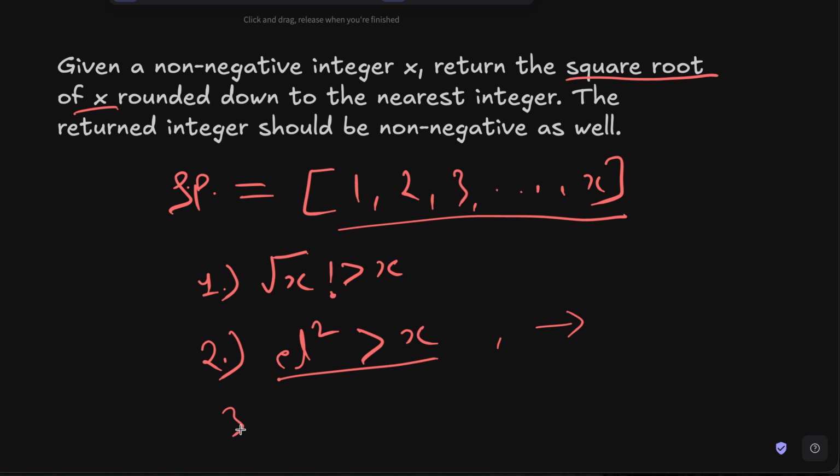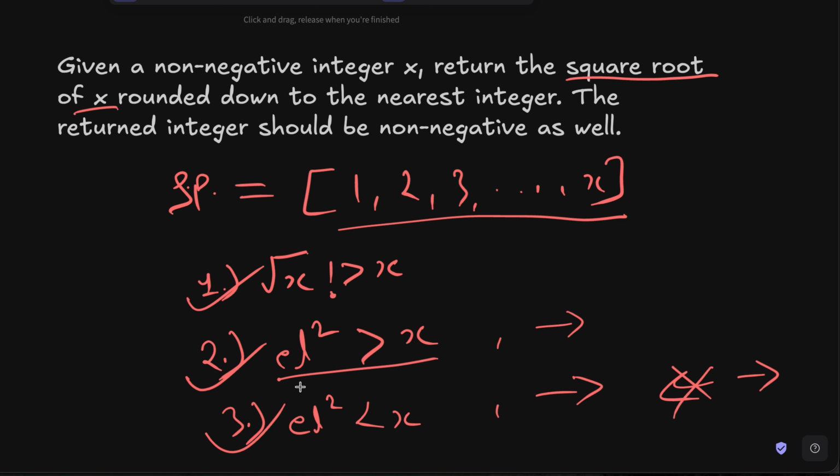In the same way, the third condition is that if the element's square is less than x, it means the square root of x needs to be in the right direction. So we will safely ignore all the elements on the left side. The left side will be eliminated and the right side will be taken. Now that we have these three conditions, we can try to create a binary search algorithm.